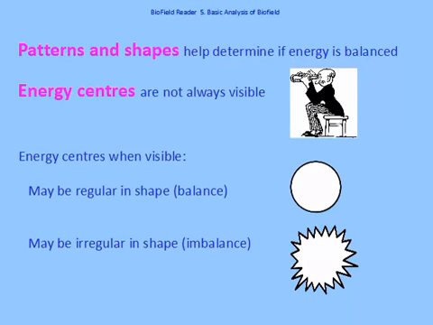We also look at patterns and shapes to help us determine if the energy is balanced. The energy centres or chakras are not always visible, but when they are visible they may be regular in shape, which suggests they're more balanced, or they may be irregular in shape or jagged, which suggests they're imbalanced.